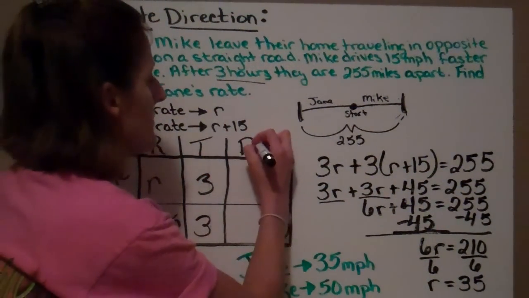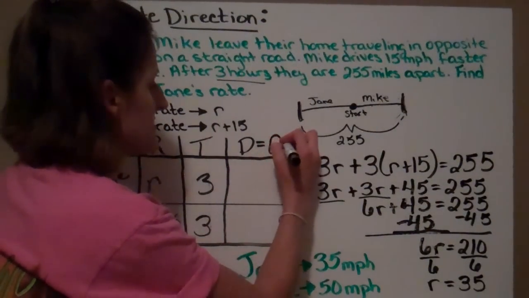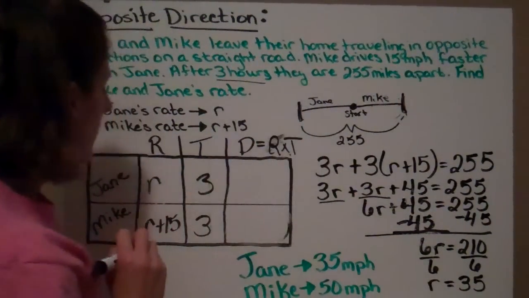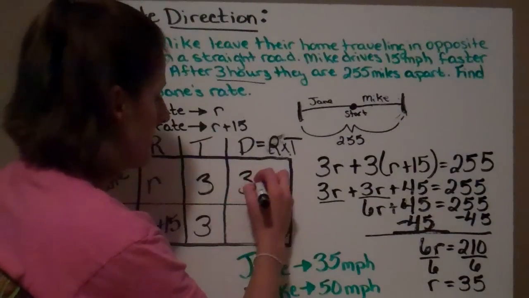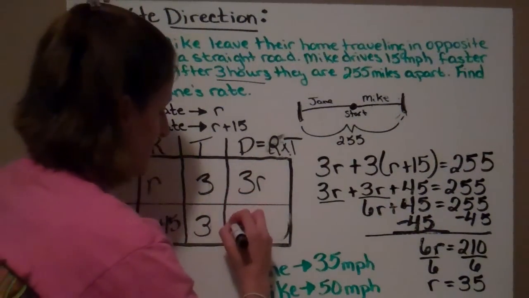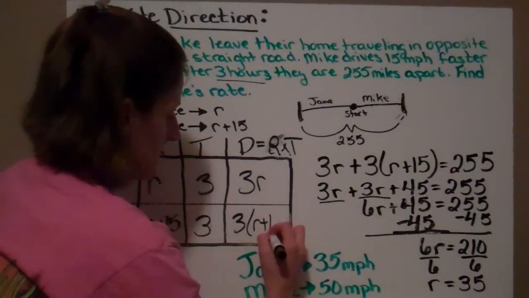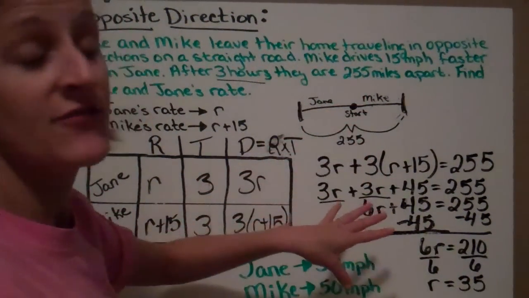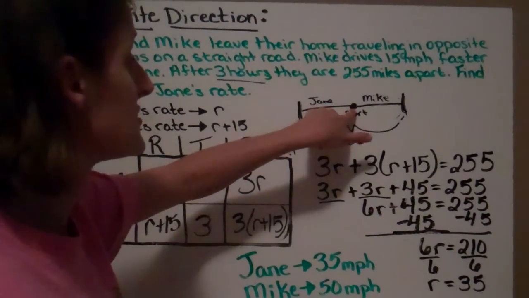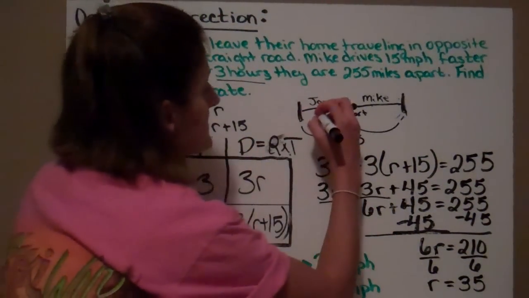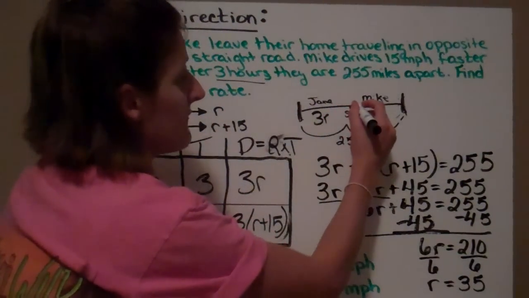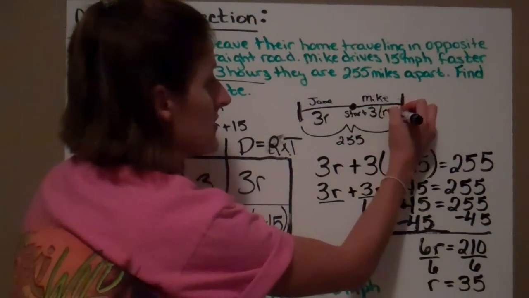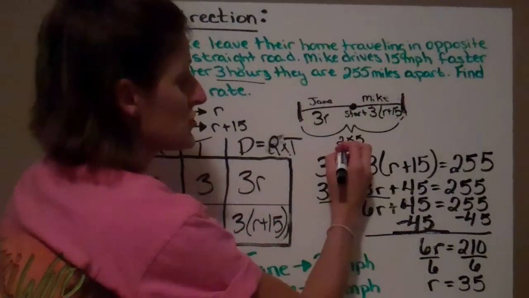Okay, so distance, remember, equals rate times time. So R times 3 is 3R. We're going to do 3 times R plus 15. Alright, this time, now, it's a little different than the previous examples. Basically, from the start to where Jane is the distance 3R. And from the start to where Mike ends up, it's 3 times R plus 15. And this whole distance equals 255.